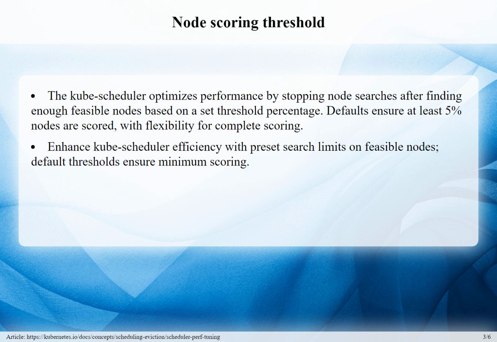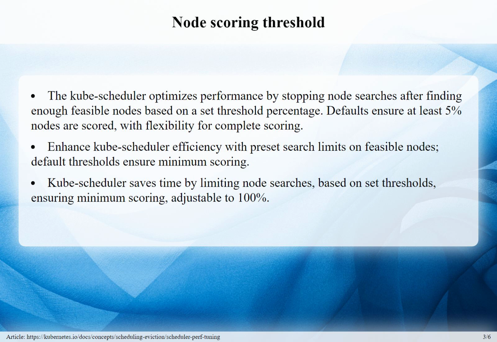To enhance the kube-scheduler's efficiency, it limits node searches after identifying sufficient feasible nodes, thus reducing time consumption in large clusters. Users can define a percentage for feasible nodes, which gets converted into an integer. The process of node iteration during scheduling is detailed elsewhere. A default threshold applies if unspecified, ensuring at least 5% of nodes are scored. Complete node scoring requires setting the percentage of nodes to score to 100.